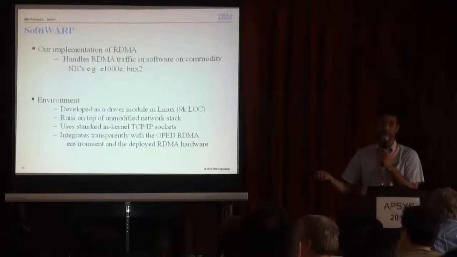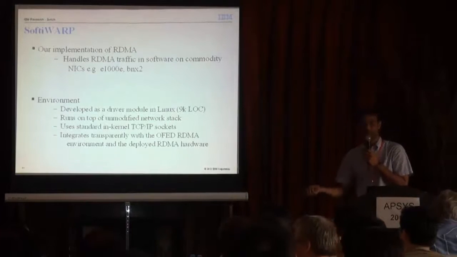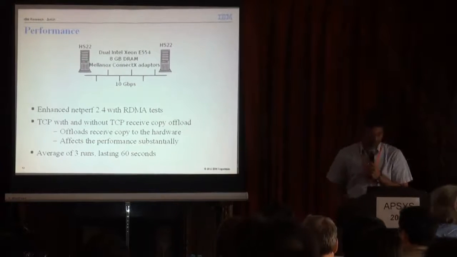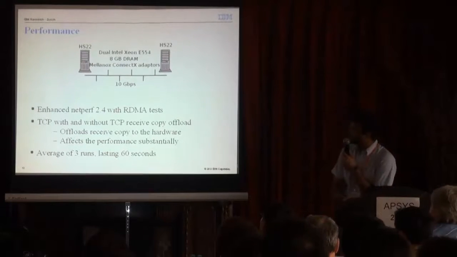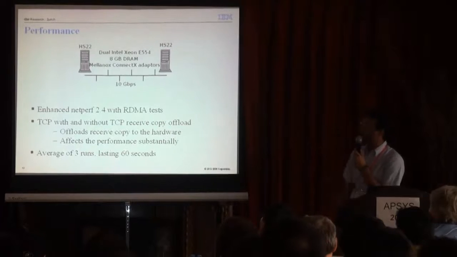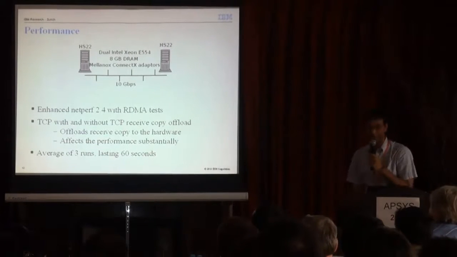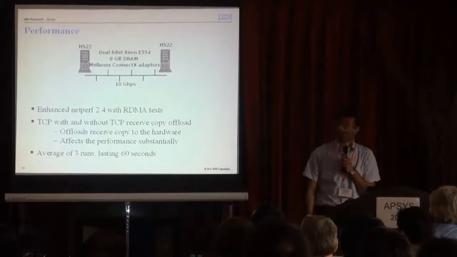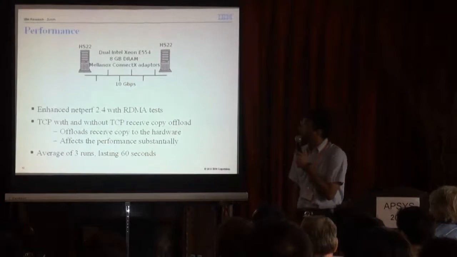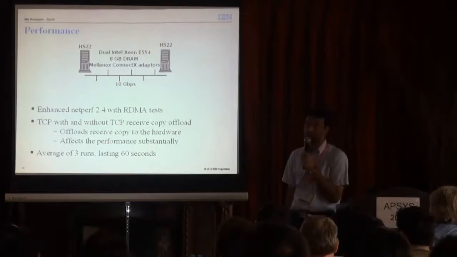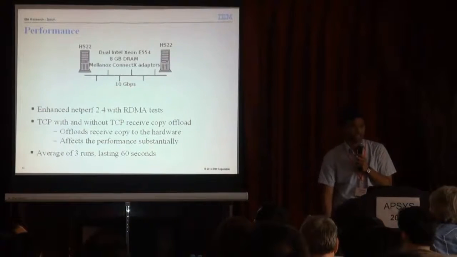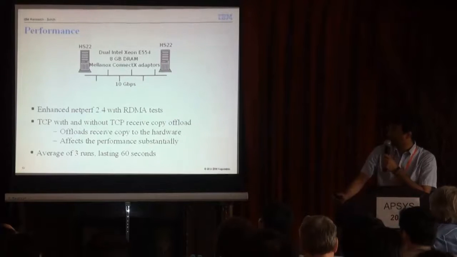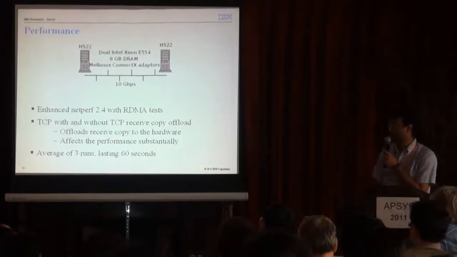deployed RDMA hardware that we use in the supercomputers, just in case you want to couple it with the hardware. So let's talk about some experiments. We have done some early experiments between two IBM FX22 blades, which have dual quad-core Intel Xeon processors. They have 8 GB of RAM, and they are connected using 10 GB Mellanox adapters. And we have written our own RDMA test suite for the NetPerf application, which will be available soon.